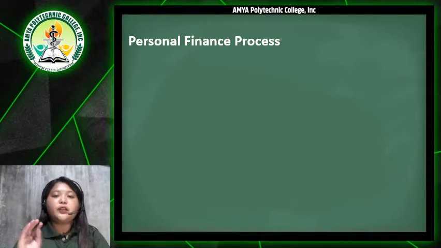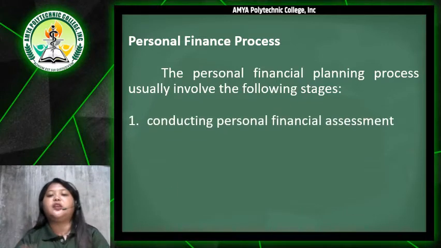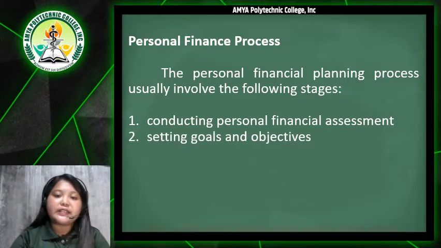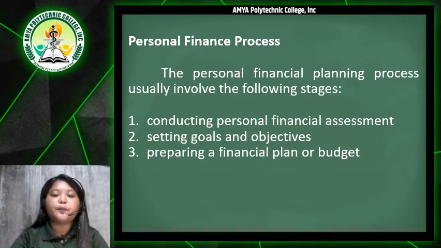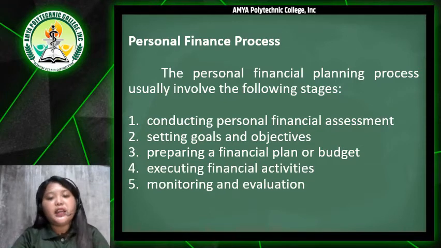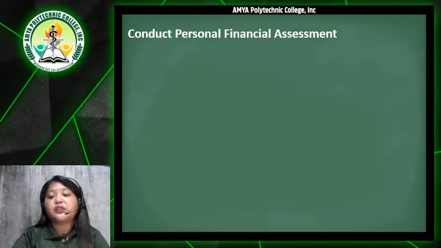For the personal finance process, the personal financial planning process usually involves the following stages. The first stage is conducting a personal financial assessment. The second is setting goals and objectives. Third is preparing a financial plan or budget and then executing financial activities. And of course, the last one, monitoring and evaluation. Let's start with conducting the personal financial assessment.